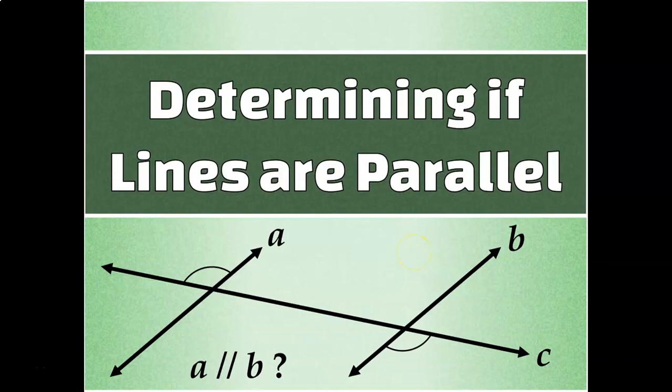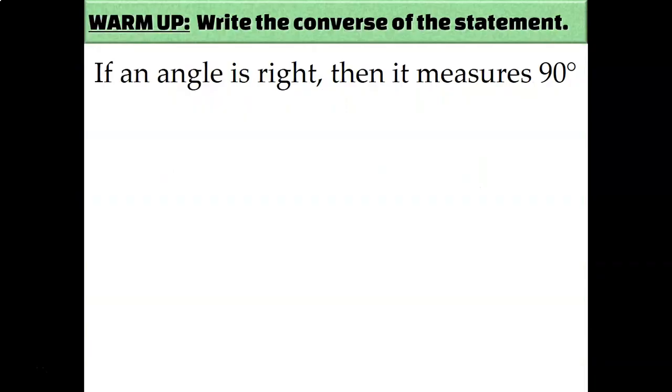Let's talk about how we can use the angle pair relationships that we learned in the previous lesson to prove that two lines are parallel. But first we need to review something from last chapter, which is how to write a converse.